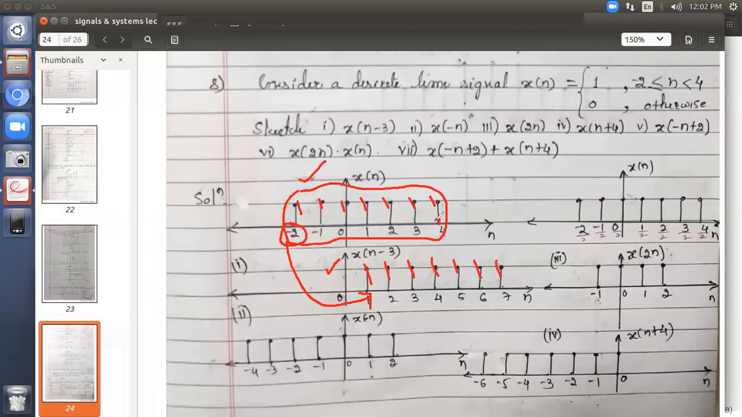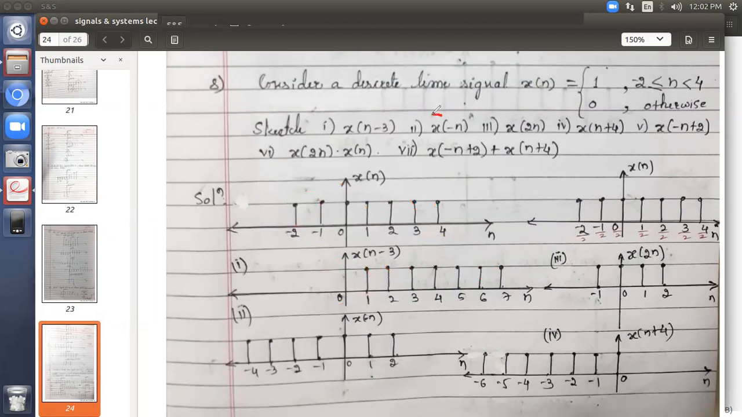The only change is that the -2 value, whatever amplitude I have, got shifted to 1. And here it ends at 4, the new value is at 7. Check the difference: 7 minus 4 is 3. And 1 minus -2 is 3. You will get it like that. The total number of samples is the same.